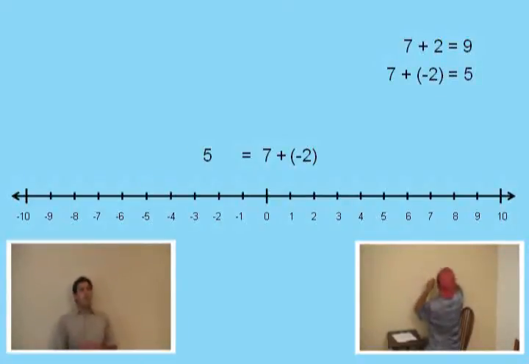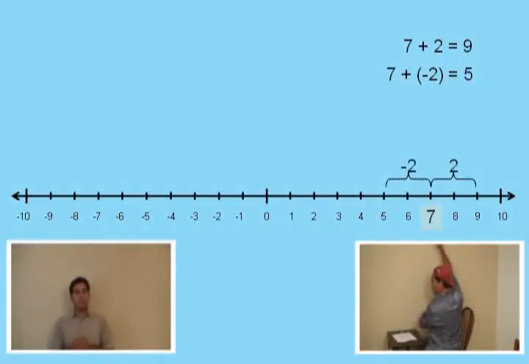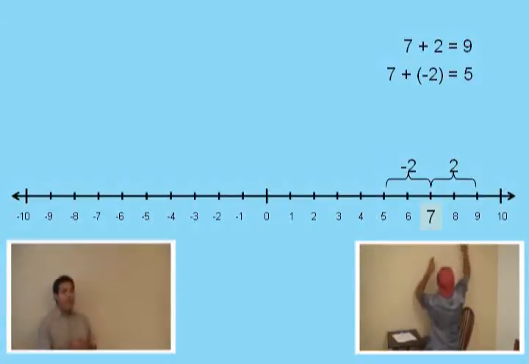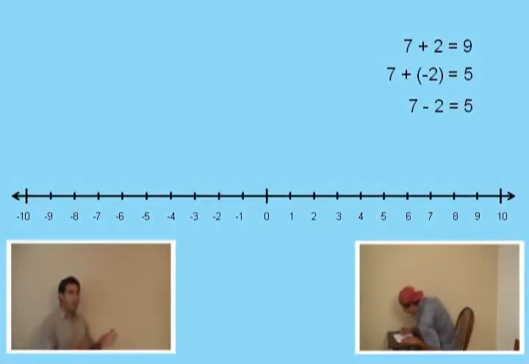On the number line, if we start at 7 and add 2, we get 9. Now what happens if we add a negative 2? We end up at 5. Very good. Let's go ahead and write down this subtraction problem: 7 subtract 2. Now we notice that 7 plus a negative 2 is 5, and also 7 subtract 2 is 5.